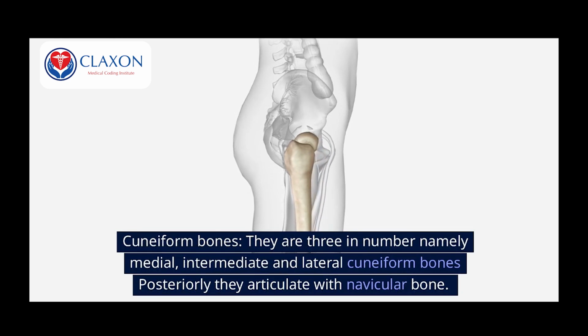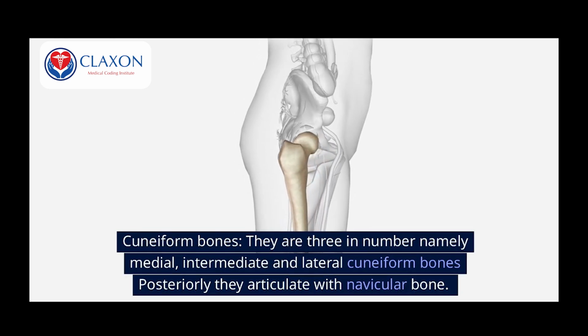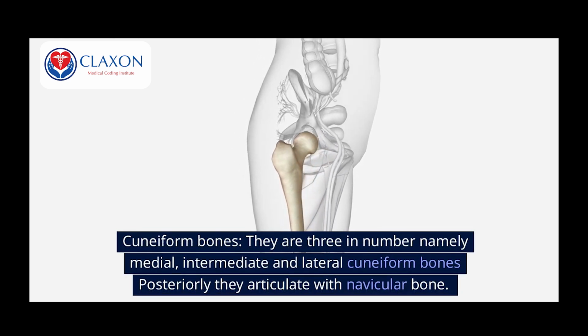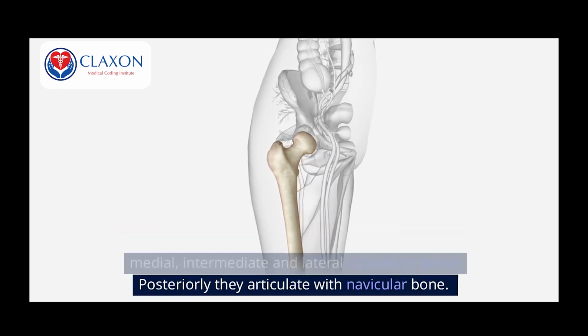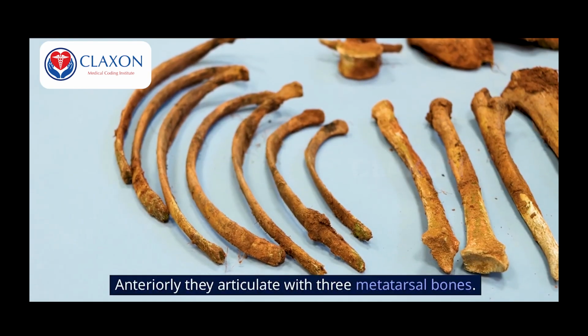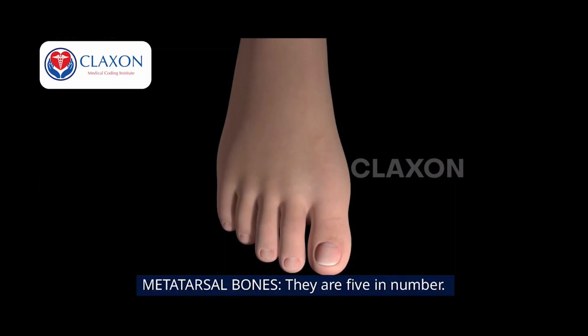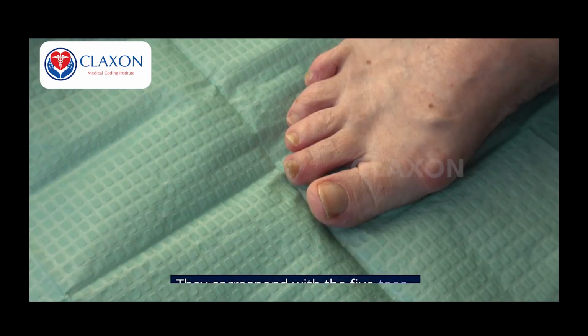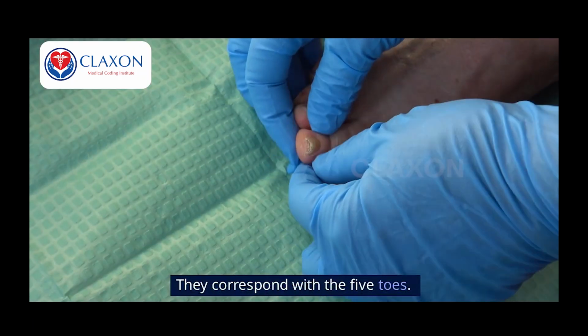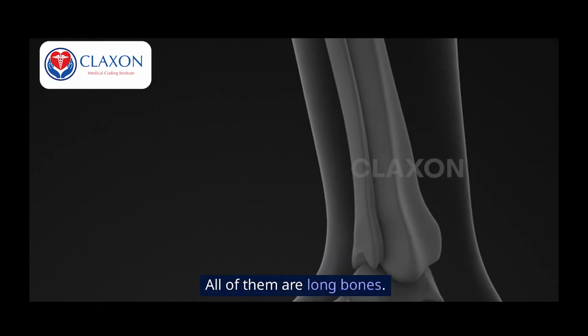Cuneiform bones, they are 3 in number, namely medial, intermediate and lateral cuneiform bones. Posteriorly they articulate with the navicular bone. Anteriorly they articulate with 3 metatarsal bones. Metatarsal bones, they are 5 in number. They correspond with the 5 toes. All of them are long bones.